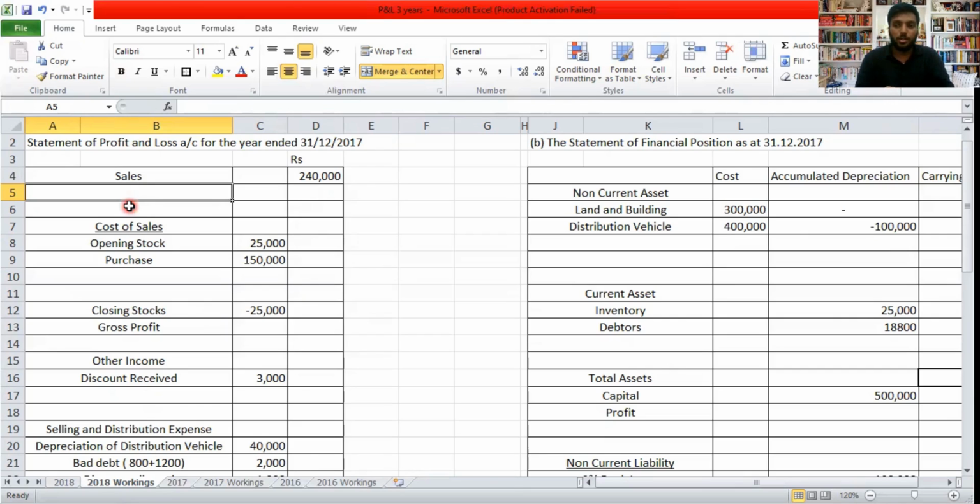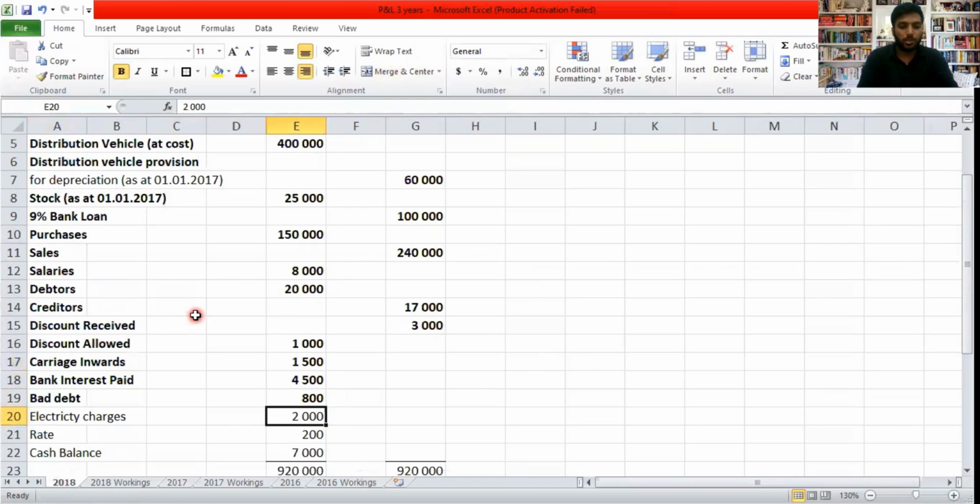But carriage inward comes under cost of sales. The reason is it is the amount which you incur to bring that product from the port or harbor to your business place. So the money which you spend to bring the product into the business place is known as carriage inward. So I will add carriage inward. It's a cost of production. It's also an expense. So carriage inward is 1,500. We have done that also. Record it clearly. We are done almost with everything.